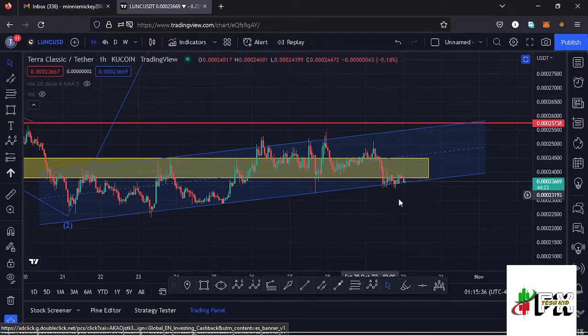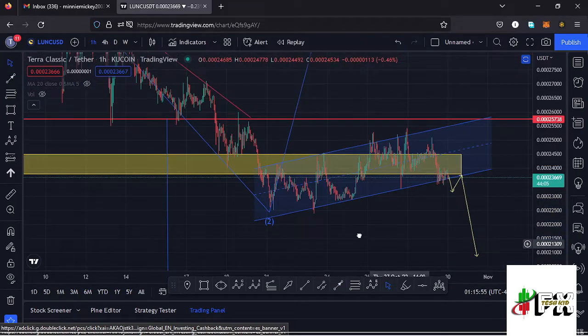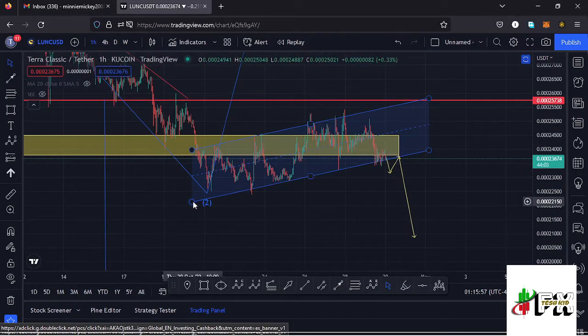And at the moment we are trading at the lower side of the channel, and there is a possibility of Lunc managing to lose the lower side of the channel. And in case that happens, I will also expect to see a retest of the lower side of the channel, and once that plays out, that means lower prices could be coming our way, and that movement could take us back to around the $0.0002215 mark. And in case that plays out, that perfectly lies at that fib level, 0.78 fib level.